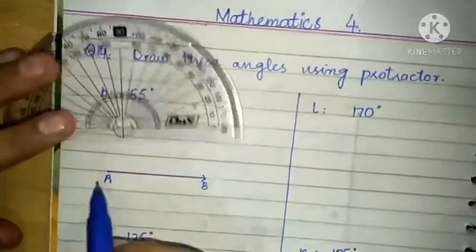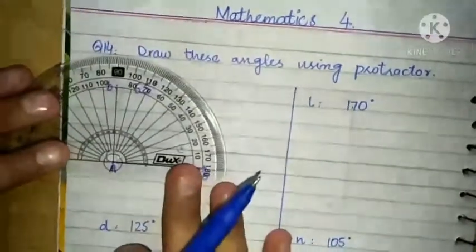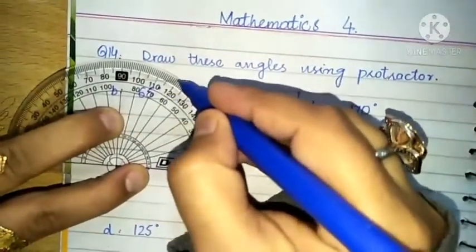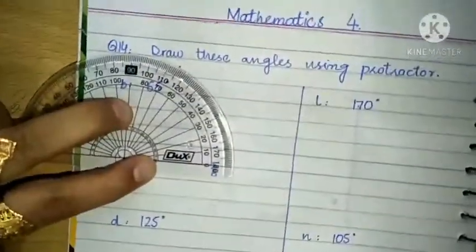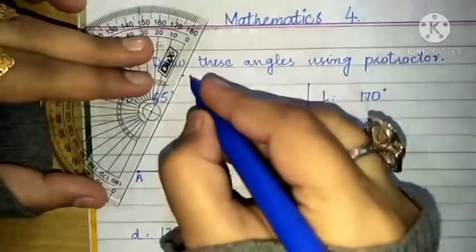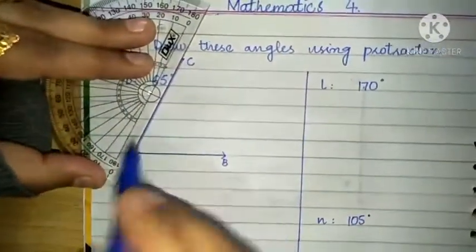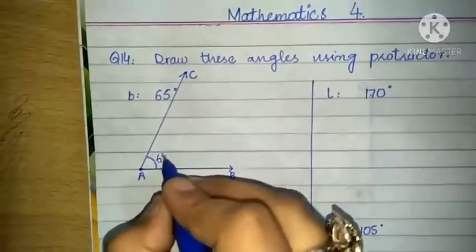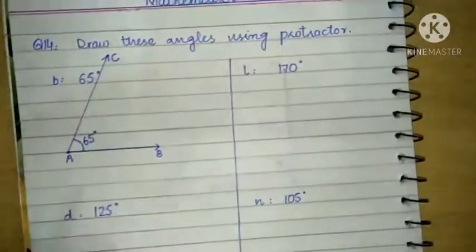Now take the protractor, put the protractor on point A, place this point on point A like this, and mark it at 65. So 60, 1 2 3 4 5. So I have marked 65. Now give the name point C, join C to A. So this is also a ray, so mark it as 65. This is how you have to solve the parts of question number 14.